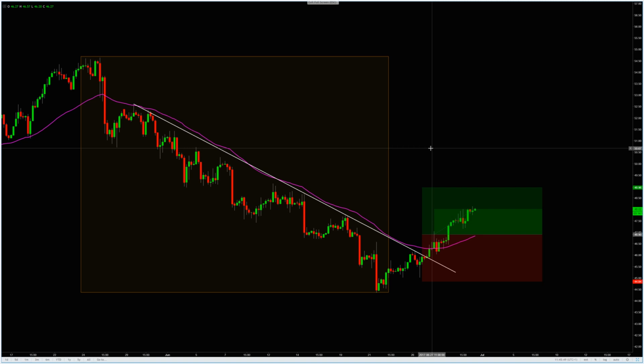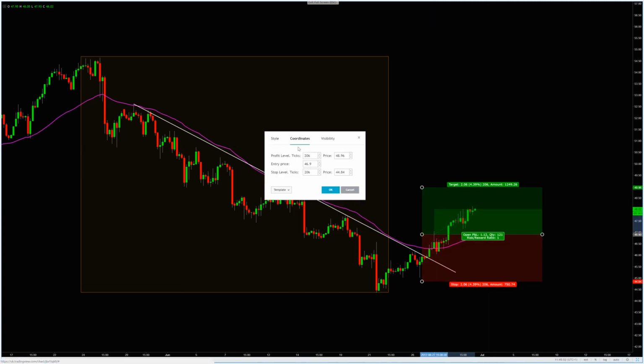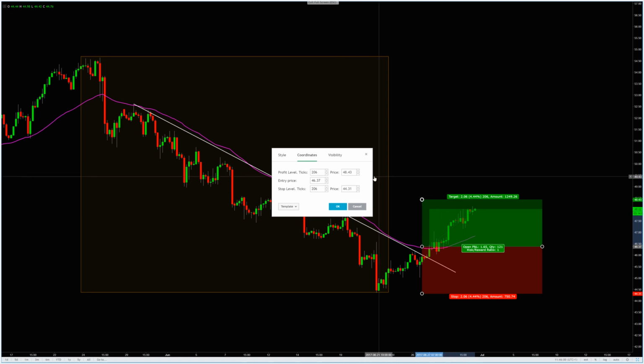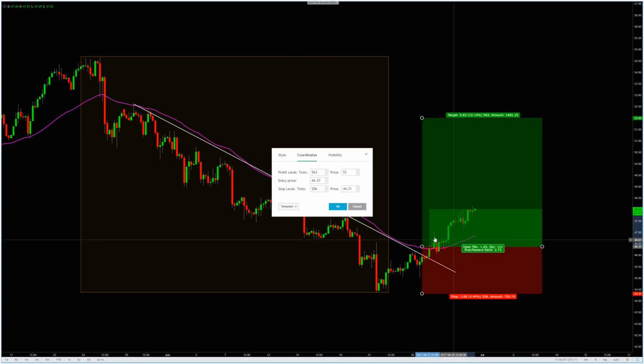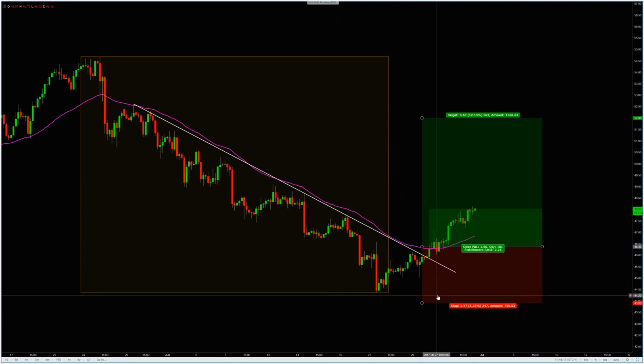So my entry was at 46.37. I did post this on my Instagram story, so hopefully some people did get long. And like I was saying, I had some messages from people that did, which is great. So profit level at $52, around here. Stop, I wanted to be just below the 100 pips, so my stop level was at 43.90. So that saved me from any small breaking below this low here for some stop probing or whatever. But luckily we didn't get the stop probing, we just went straight up.